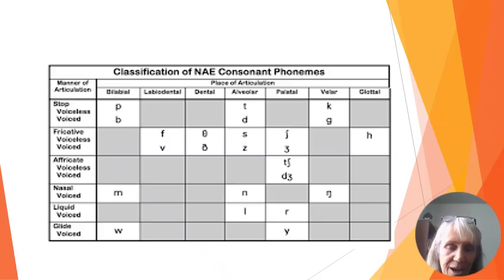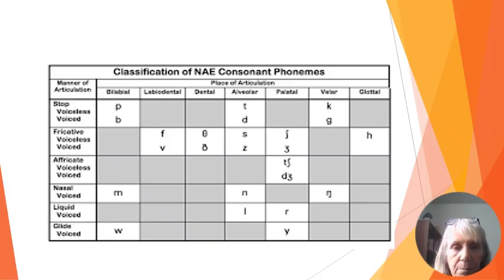And you will see down the first column, we see method of articulation, and we see something called stop, and the stop can be voiceless or voiced. We see fricative, and again we're going to ask, is it voiceless or voiced? We see something called affricate. Is that voiceless or voiced? We see nasal. Is that voiced? Liquid. Is that voiced? Glide. Is that voiced?